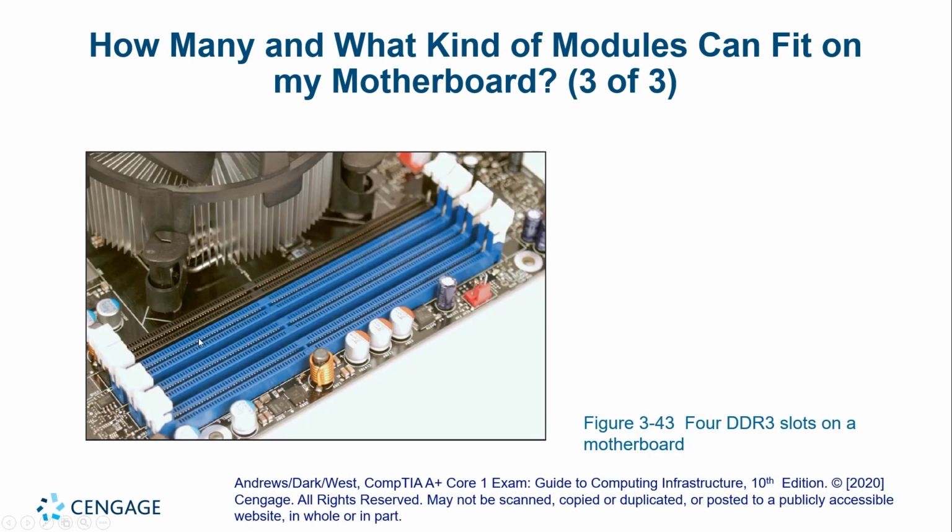Okay, there are the chips. There are 4 slots. You've got a black one and 3 blue ones. So basically, if you're going to install a single chip, you might put it in this black one here and leave the blue ones empty, and that would be fine. Actually, you could probably put it in any one of those slots and it would work, but there are some subtle differences that you might want to take into consideration.